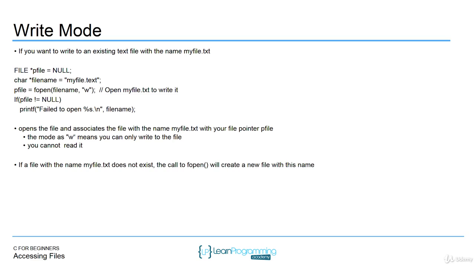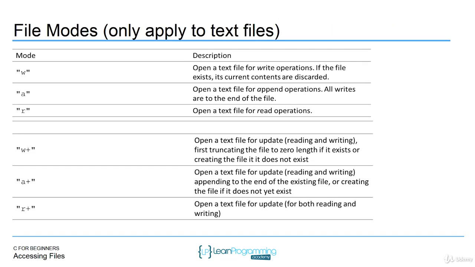If a file with the name myfile.txt does not exist, the call to fopen will create a new file with this name. And that's for fopen with the "w" option. Right? And so when we saw in the previous modes, "w+" will create the file if it doesn't exist, but it also truncates the file to 0. That's the difference with the "w". The "w" will create it if it doesn't exist, but it's not going to truncate it to 0. Okay.